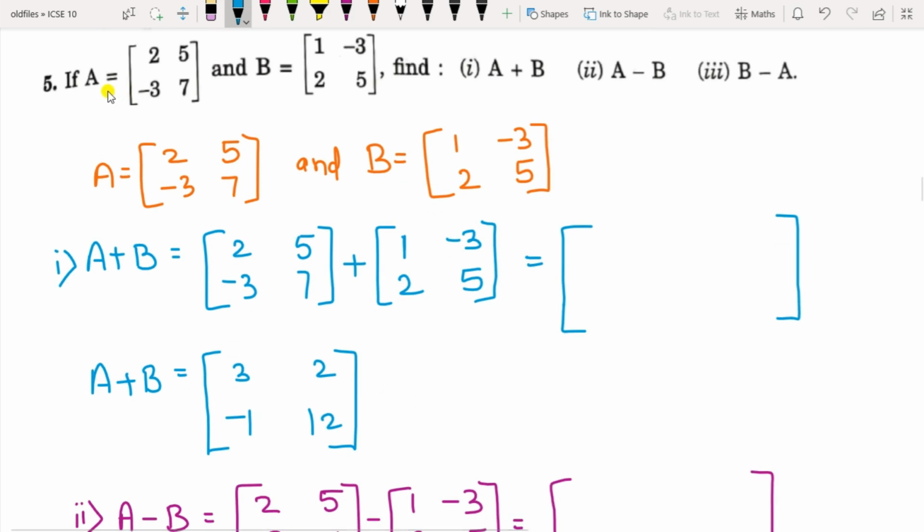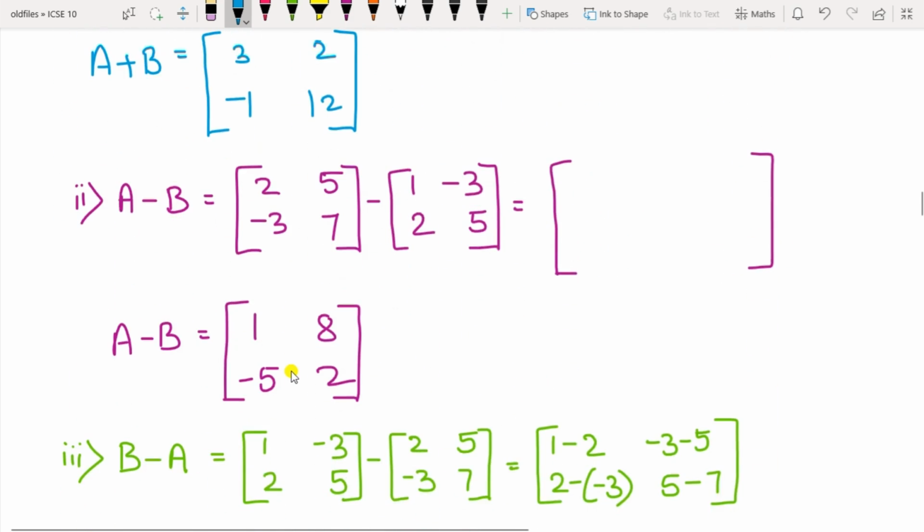Now question 5 here: A is this given matrix, B is this matrix. You have to find A plus B, A minus B, and B minus A. This is the A matrix and this is the B matrix. In addition, you have to add the corresponding elements of both matrices. So 2 should be added to 1, so it will be 2 plus 1, then 5 plus minus 3, writing the sign as it is first, minus 3 plus 2 and 7 plus 5. On solving, 2 plus 1 is 3, 5 minus 3 is 2, minus 3 plus 2 is minus 1, 7 plus 5 is 12. So A plus B is this matrix.